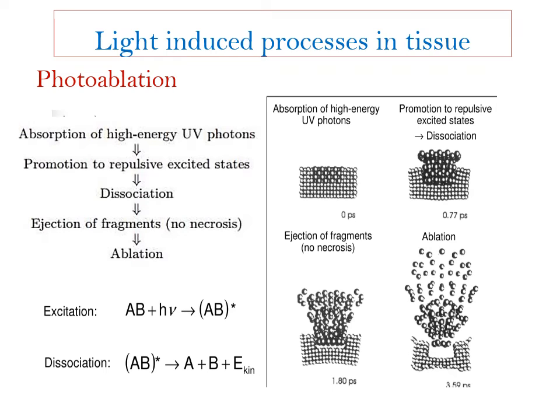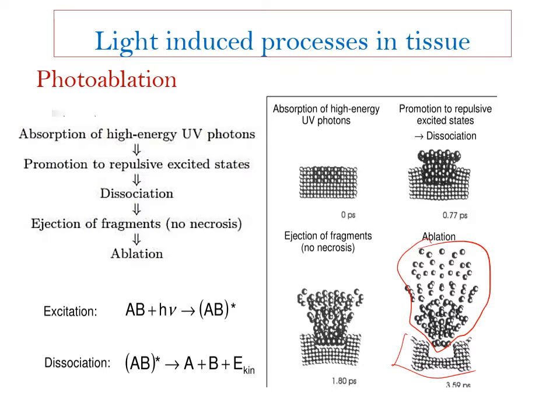So in general, photoablation starts with the absorption of ultraviolet photons. The absorption will cause promotion to a repulsive excited state, and that will result in dissociation. The dissociation will cause ejection of fragments, and the end result will be ablation. As you can see, ablation is just the breakage of bonds and release of fragments from the tissue.